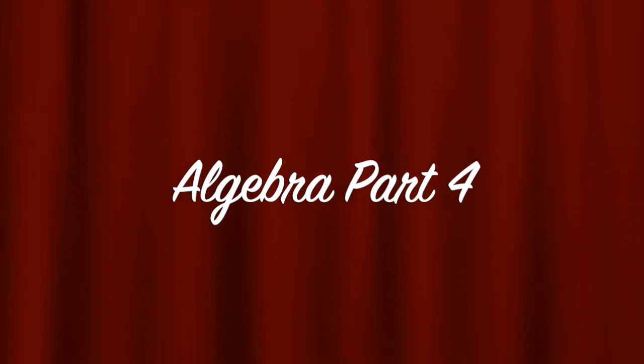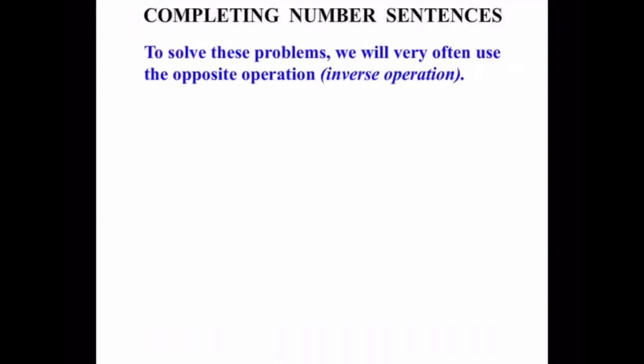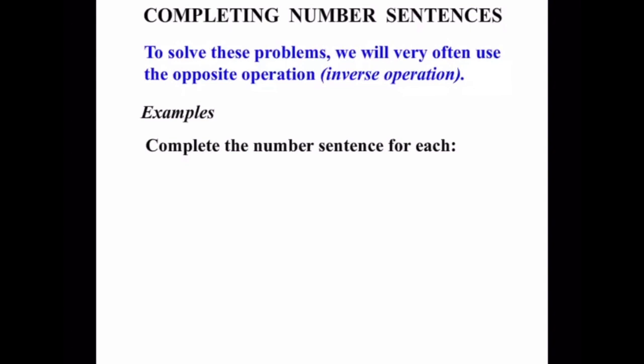Today's lesson is algebra using number sentences and the inverse operations. In this lesson, we look at completing number sentences. To solve these problems, we will very often use the opposite operation, otherwise known as the inverse operation. Let's look at some examples. We're asked to complete the number sentence for each. In part A, we have 5 plus something equals 8. Now, these ones are actually quite simple. You can do them in your head quite often, but I'm going to show you a method such that when you get to some harder ones, you'll know what to do.